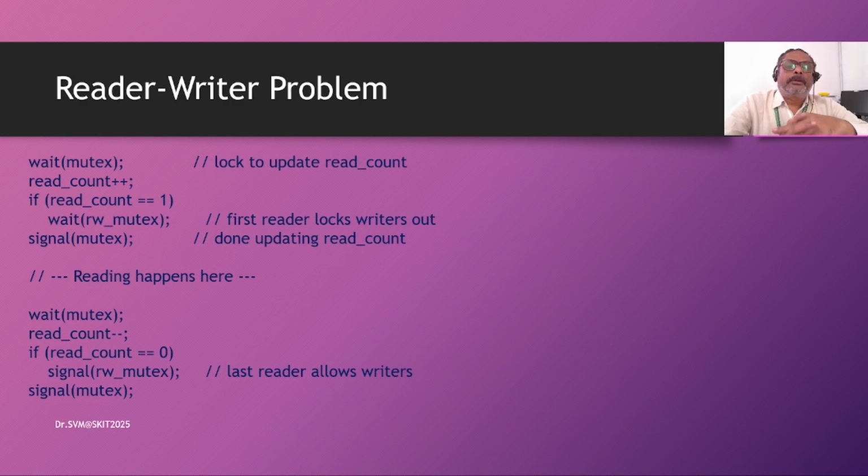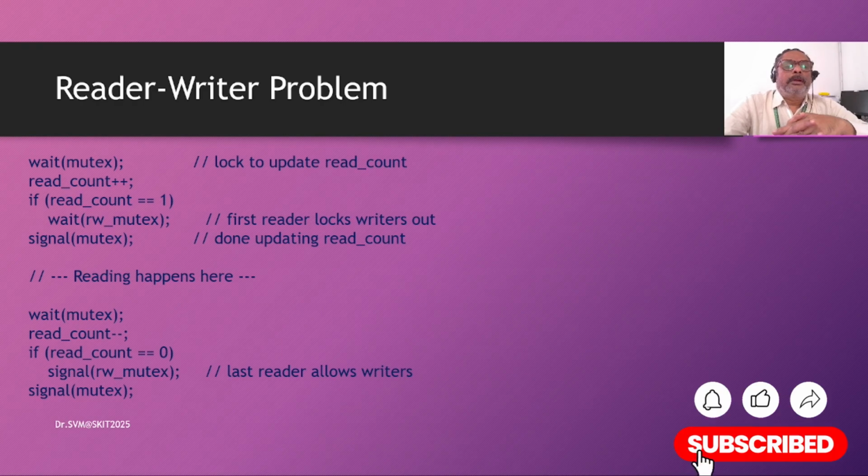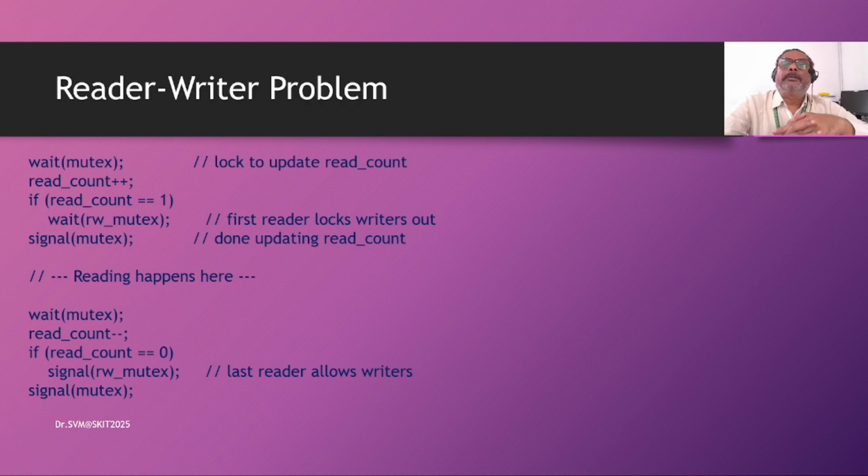So when the first reader comes in, make sure that no more writer comes in the way, because reading is going on. And then we signal the mutex, because the updation of the read count variable is complete, and then we start reading. And once reading is done, we again want to update the read count, reduce the read count by 1, because this process is no more reading.